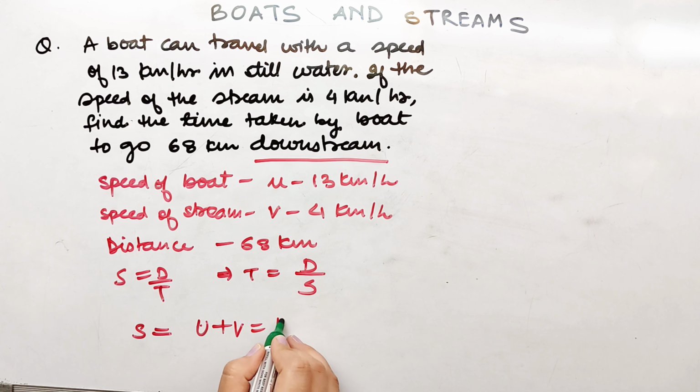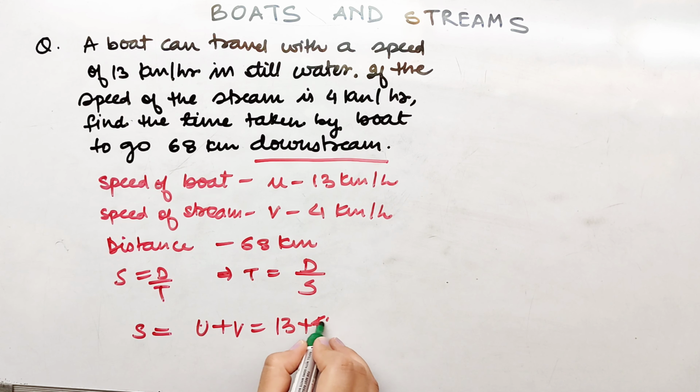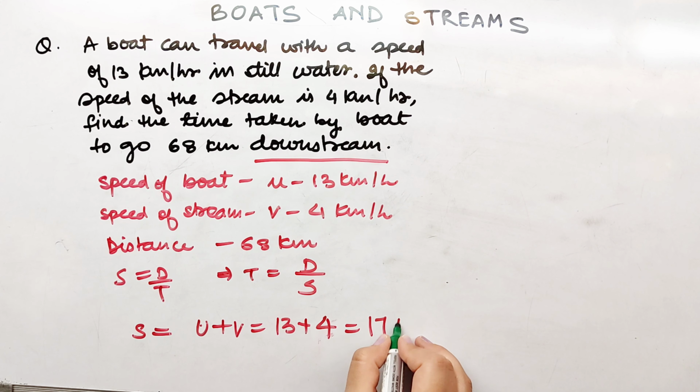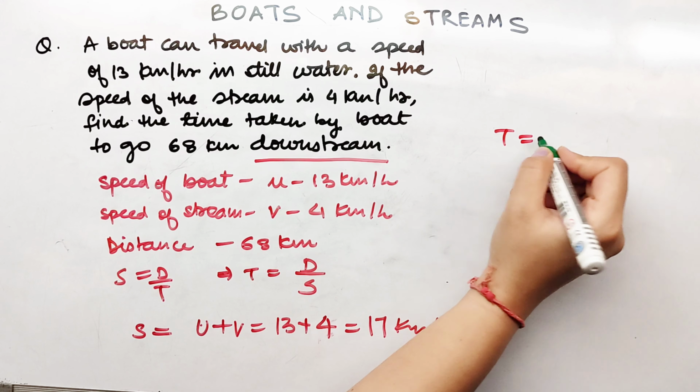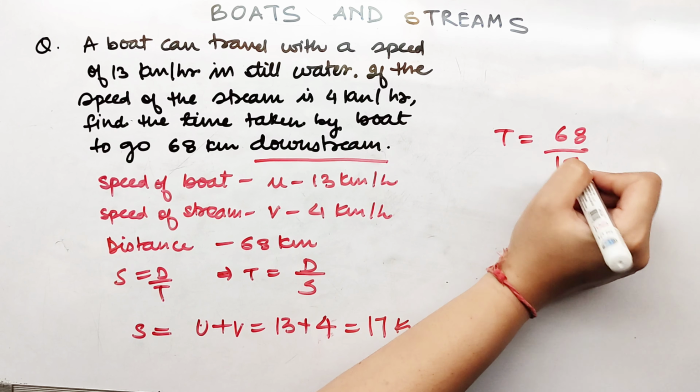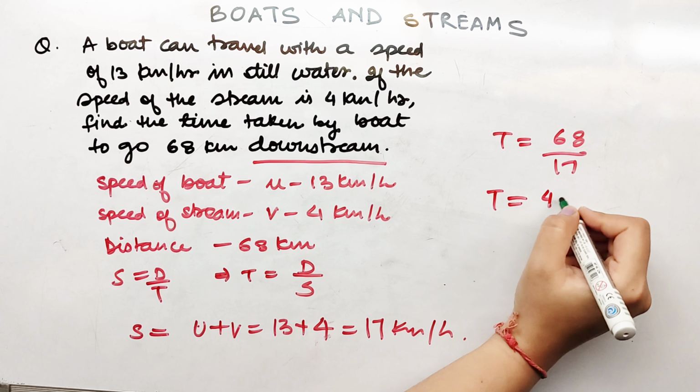So time will be distance upon speed, and since this question is about downstream, therefore both the speeds will be added up. So u plus v is 13 plus 4, which is 17 kilometers per hour, and now we just have to put the numbers.